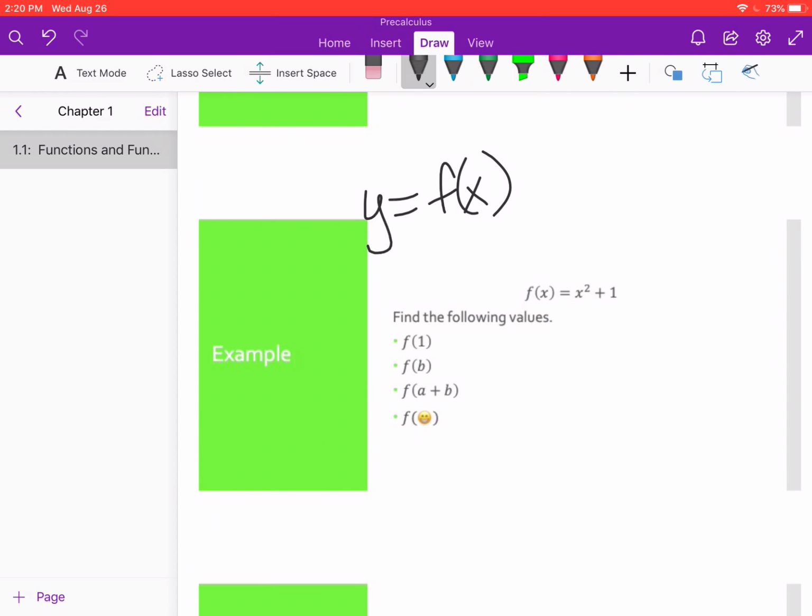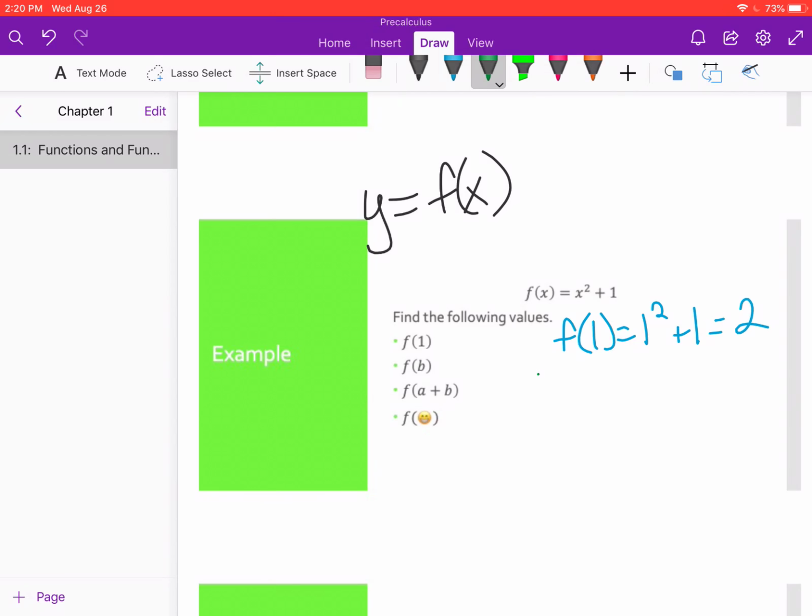So let's find the following values. Starting with f of 1, all we have to do is look at our function, and wherever we see an x, we're now going to replace that with 1. So f of 1 becomes 1 squared plus 1, which is 2. So f of 1 equals 2.